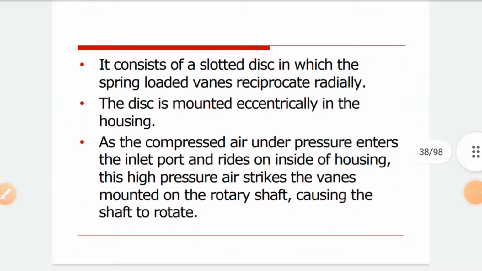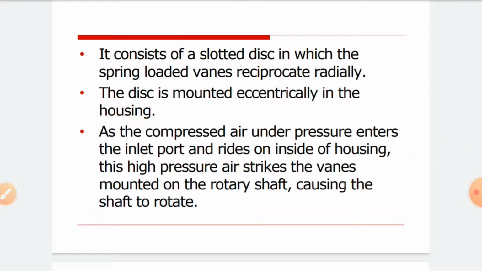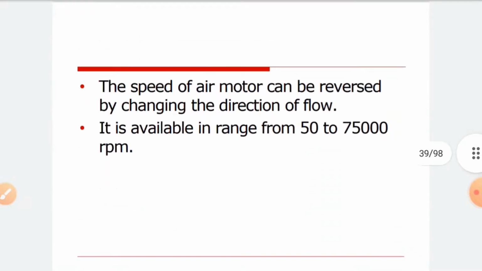It consists of a slotted disc in which the spring loaded vanes reciprocate radially. The disc is mounted eccentrically in the housing. As the compressed air under pressure enters the inlet port and rides on the inside of the housing, this high pressure air strikes the vanes mounted on the rotary shaft, causing the shaft to rotate. The direction of the air motor can be reversed by changing the direction of flow. It is available in a range from 50 to 75,000 rpm.